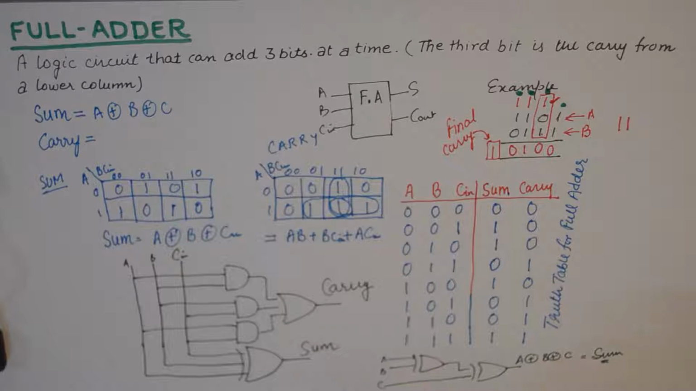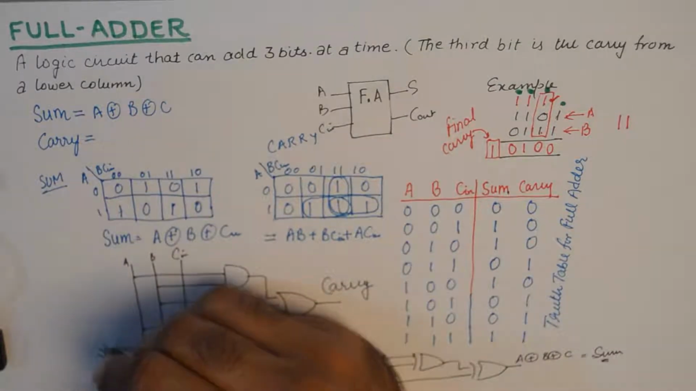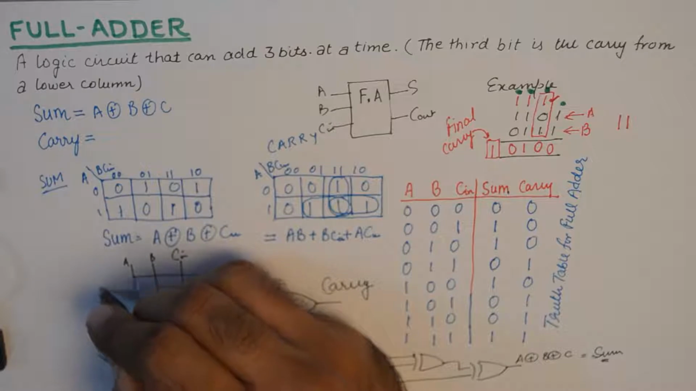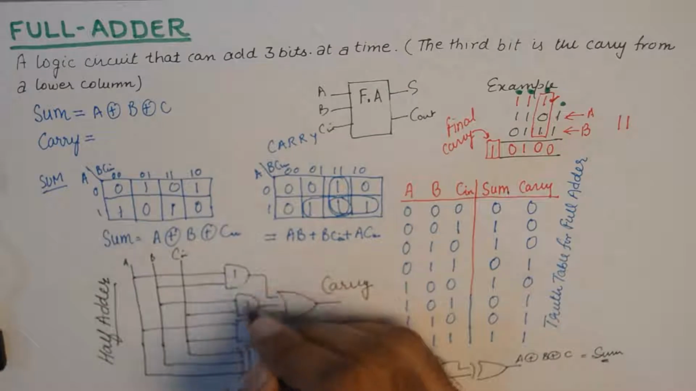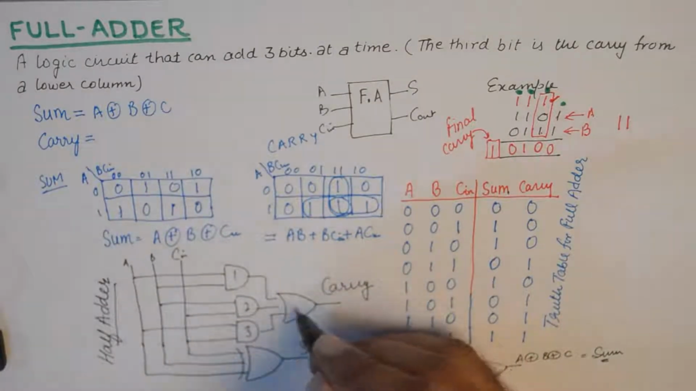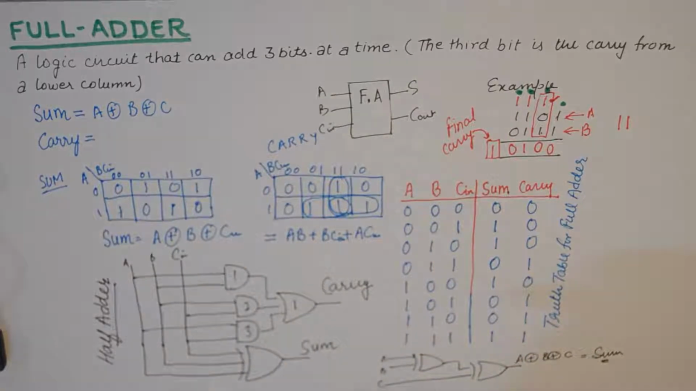So this is how a full adder would look like, and it requires 1, 2, 3 AND gates, 2 input AND gates. It requires 1 3-input OR gate, and it requires 1 3-input XOR gate. But the circuit is pretty simple, and the functioning is self-sufficient. It can handle all the situations of additions in digital electronics.